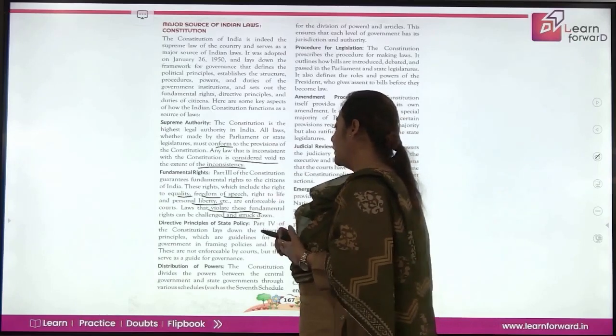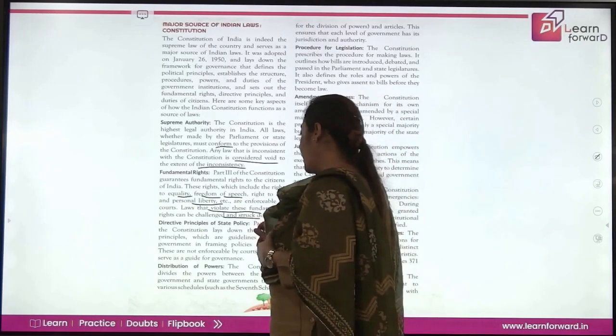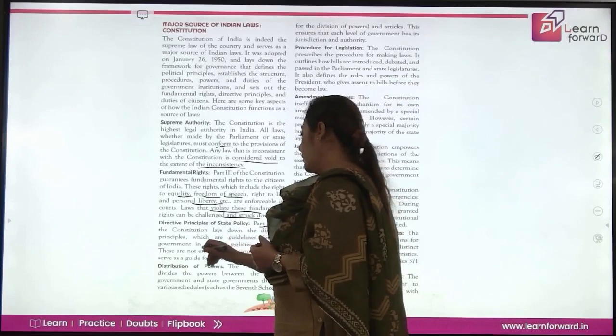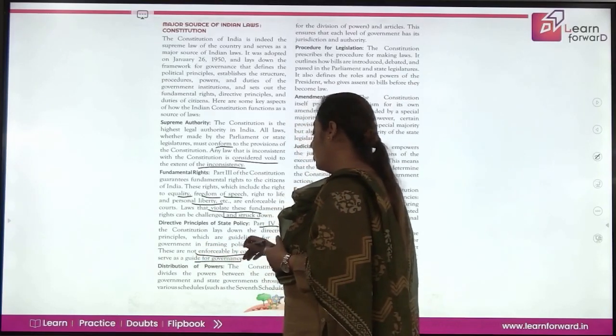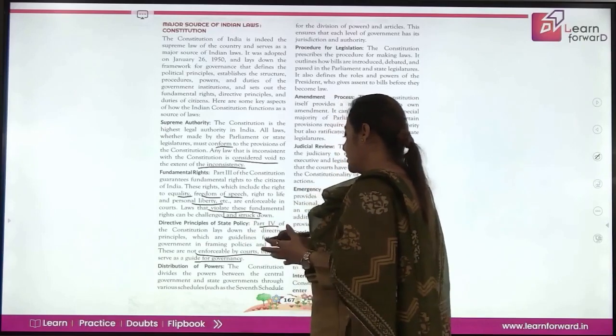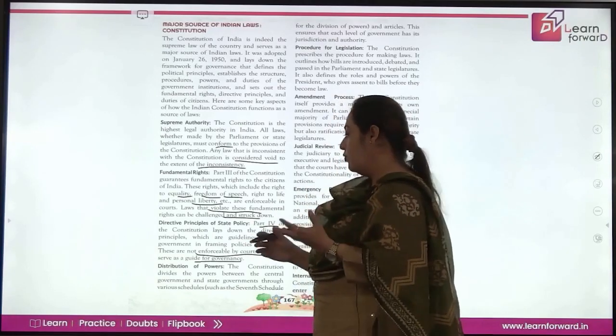Then comes the directive principle of state policy जो कि पार्ट 4 में मेंशन है. इसके अंदर they are not enforceable by courts but they serve as a guide for governance. तो ये जो है कोर्ट नहीं से ऐसे कर सकता, but it is a serving tool for the government.